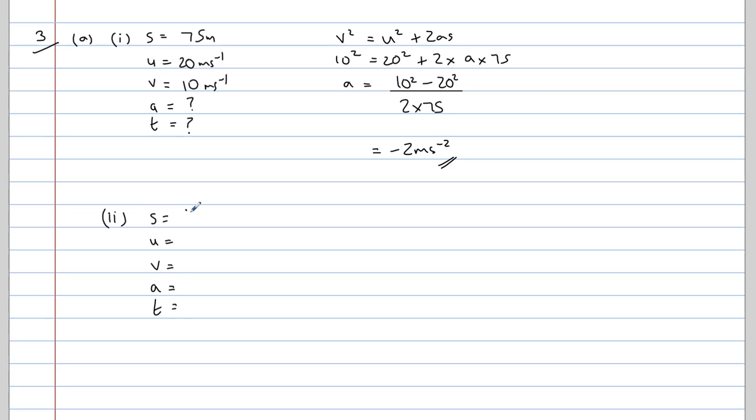So this time we don't know the displacement. The initial velocity is still 20 meters per second, but the final velocity this time is 0 meters per second because it comes to rest. The acceleration is minus 2 because it's constant acceleration, so that's the same for all parts of the journey. And we don't know the time, that's what we're trying to find. So to find t, we can use v equals u plus at. So 0 equals 20 minus 2t, which means 2t is 20, and t must be 10 seconds.